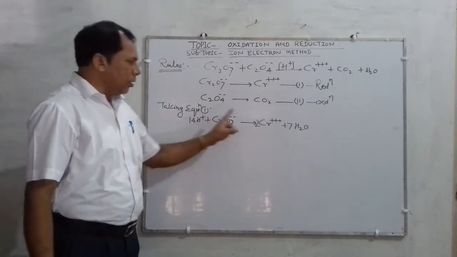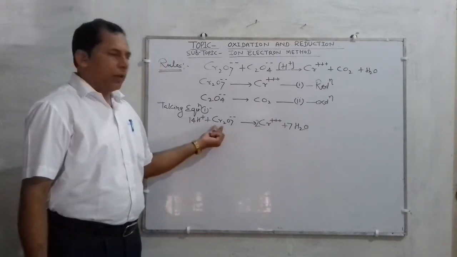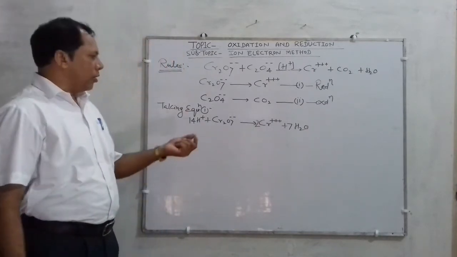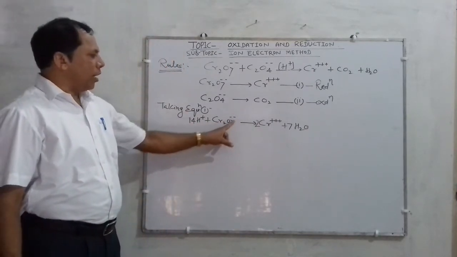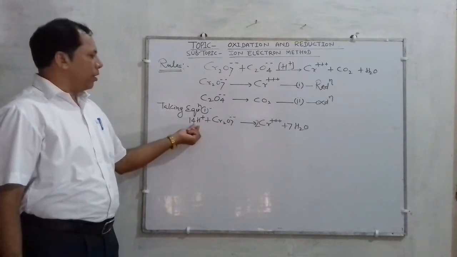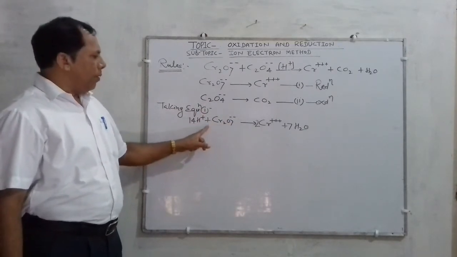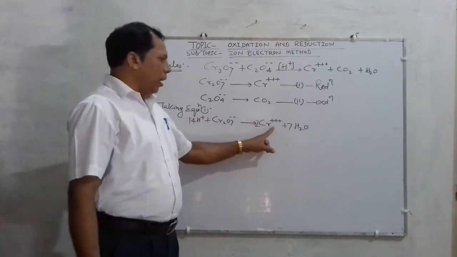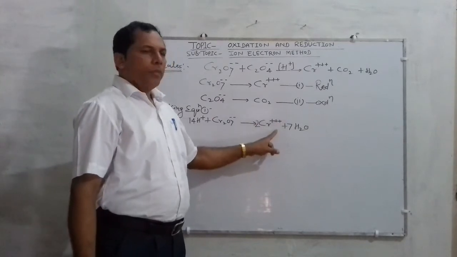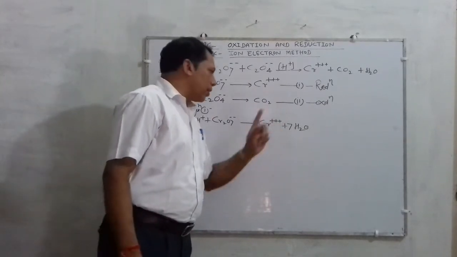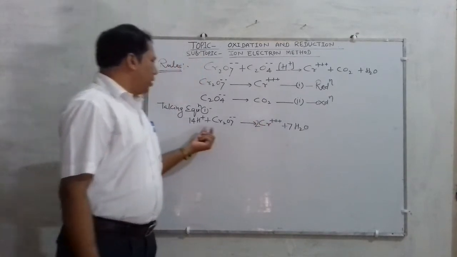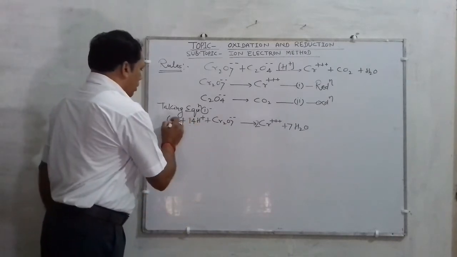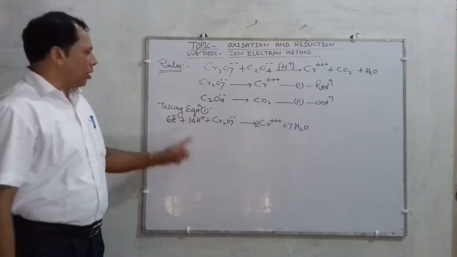There is 14 hydrogen, 2 chromium, and 7 oxygen on both sides. Is it balanced? Now come to the charges. Here is minus 2 on the dichromate, and 14 H plus, meaning 14 minus 2, so 12 positive charges are present on the reactant side. Here 2 Cr plus 3 means plus 6. Plus 6 charges are on the product side. So this plus 6 is less than plus 12, so 6 electrons are added in the balancing of charges.